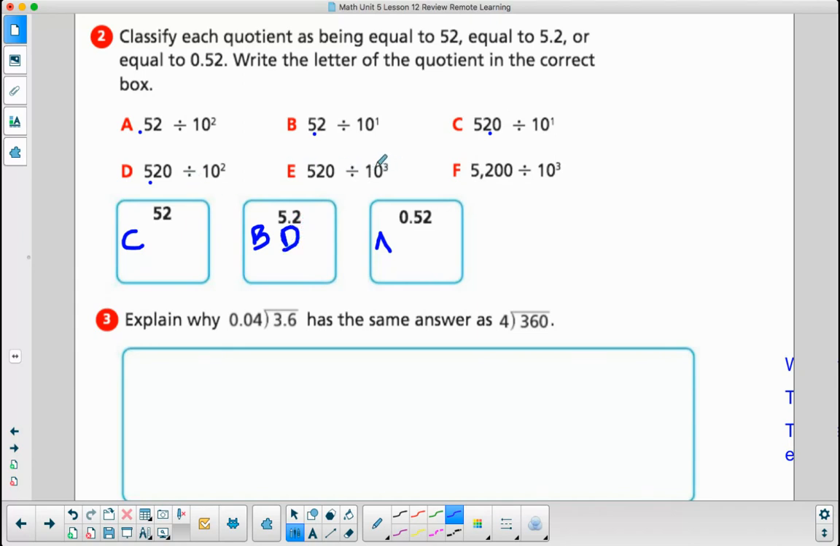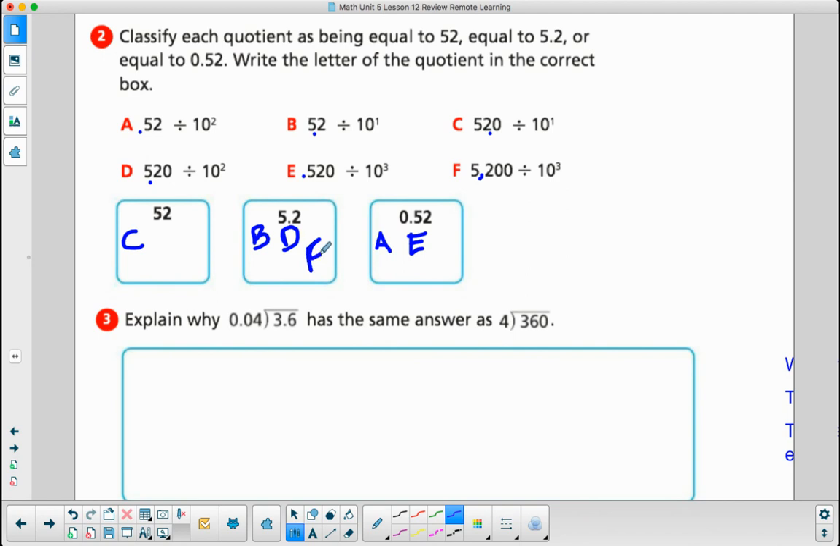Dividing by 10 to the third, the 3 means I'm shifting each digit 3 places to the right, 1 place to the right, 2 places to the right. 3 is 520 thousandths, which is equivalent to 52 hundredths. So E goes here. F, dividing again by 10 to the third, 3 places, 1, 2, 3, puts my decimal where their comma was, 5 2/10. So F would go here.